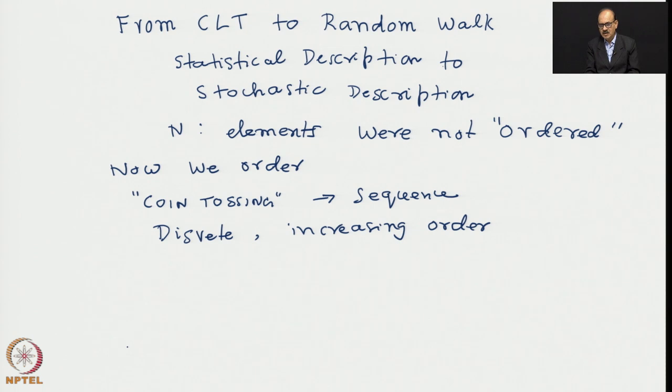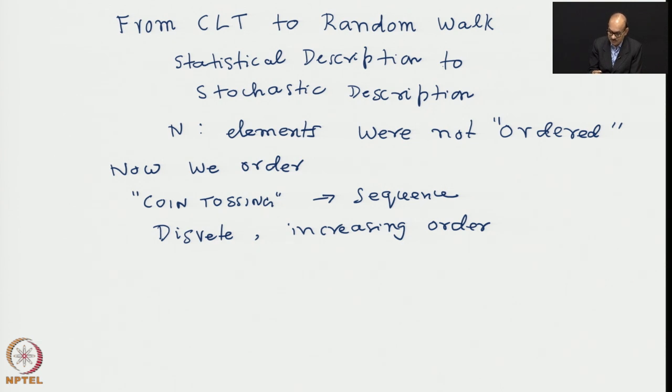In fact, much of the mathematics that we use in stochastic descriptions is almost the same as that in statistical descriptions. But by sequencing them in a certain specific order gives us a new dimension to the same set of descriptions that we follow. And that gives us a better connection to real world phenomena, and that is where the importance of the stochastic description comes.